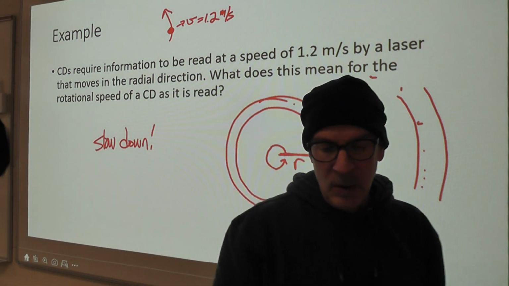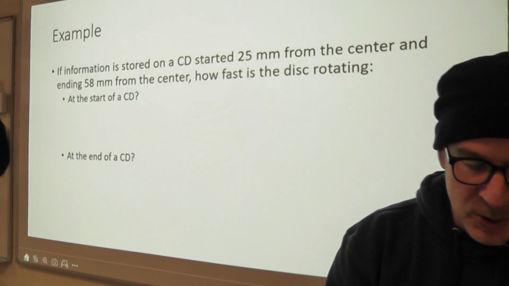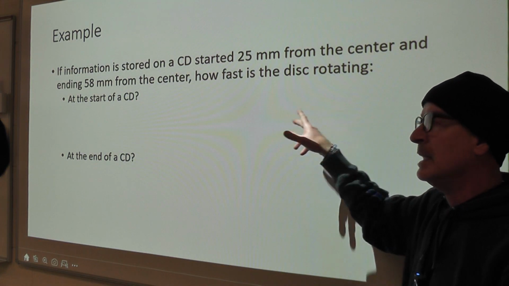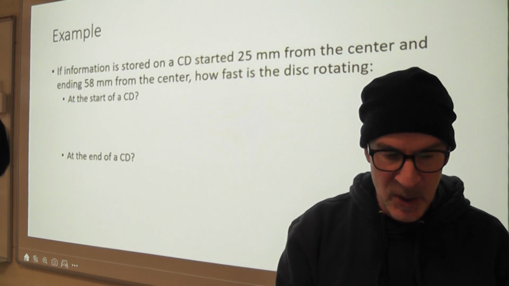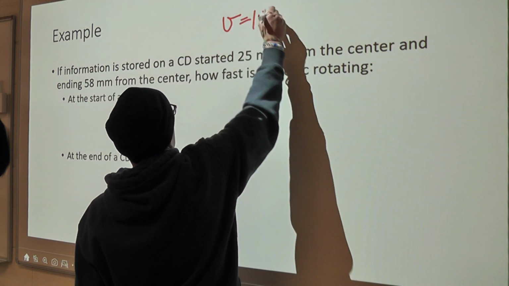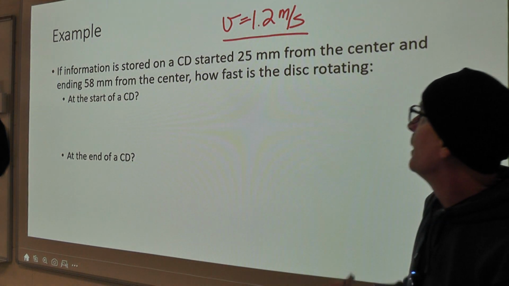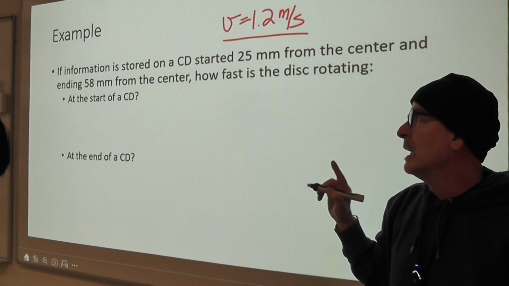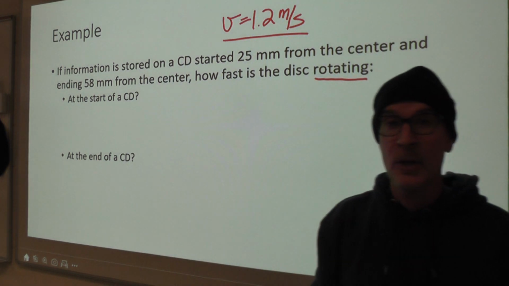All right. So, given that, here's the next question, and actually, we'll do both of these. The next set of questions is, if we have information on a CD that starts 25 millimeters from the center of rotation and ends 85 millimeters from the center of rotation, keeping in mind that the linear speed underneath the laser always needs to be 1.2 meters per second, then how fast is the disc rotating at the start? And how fast is it rotating at the end? When we talk about rotation, we're asking about angular motion, okay?